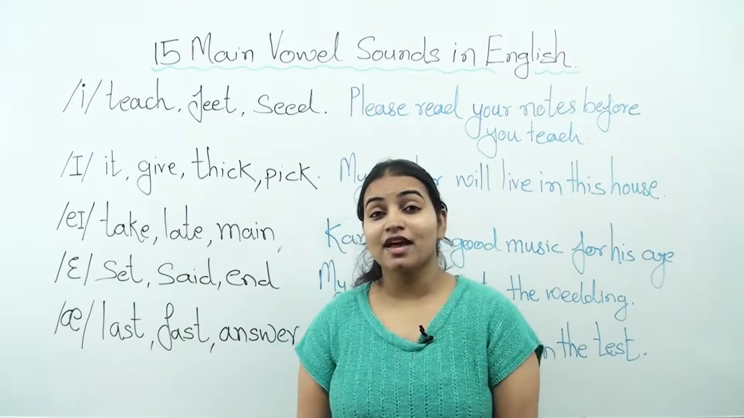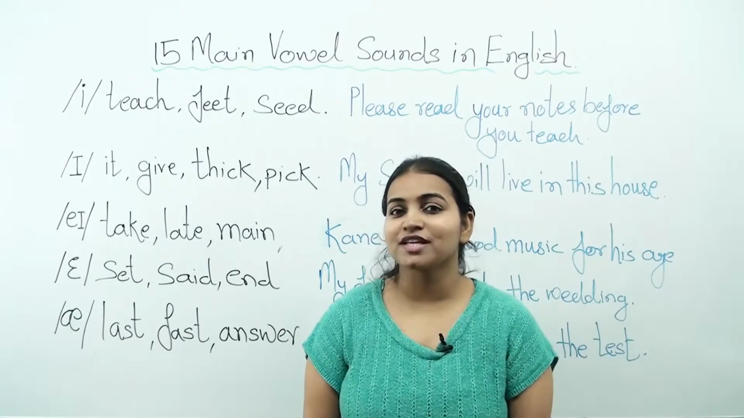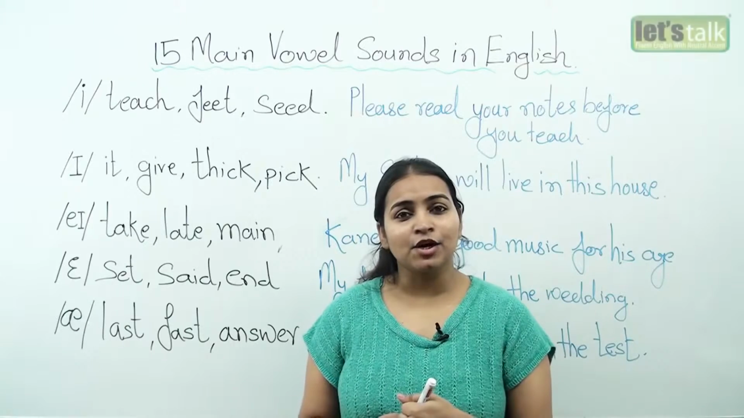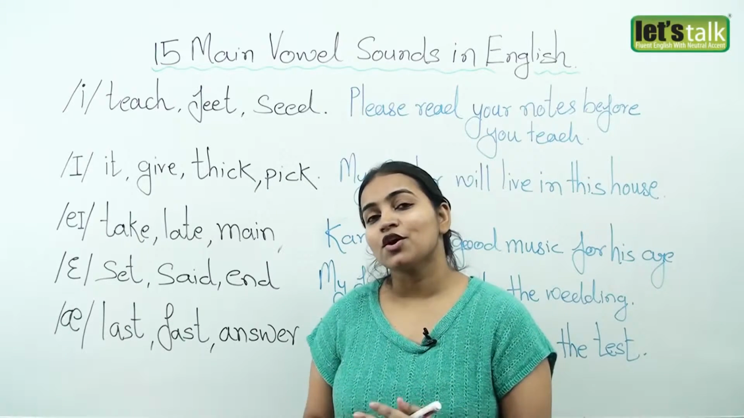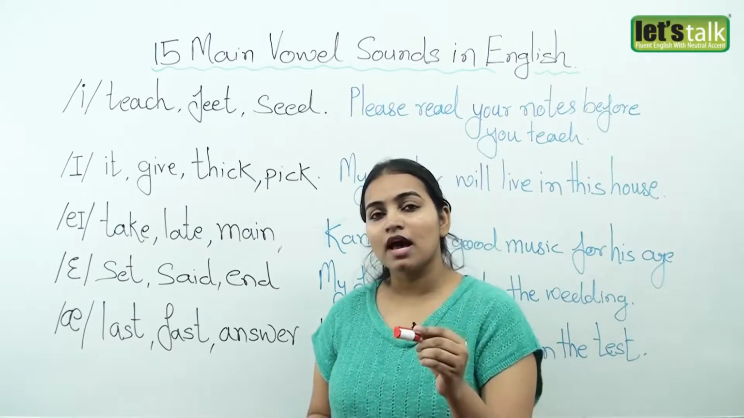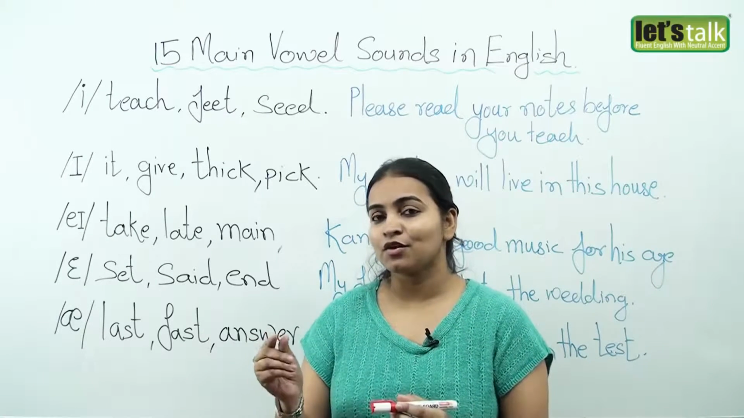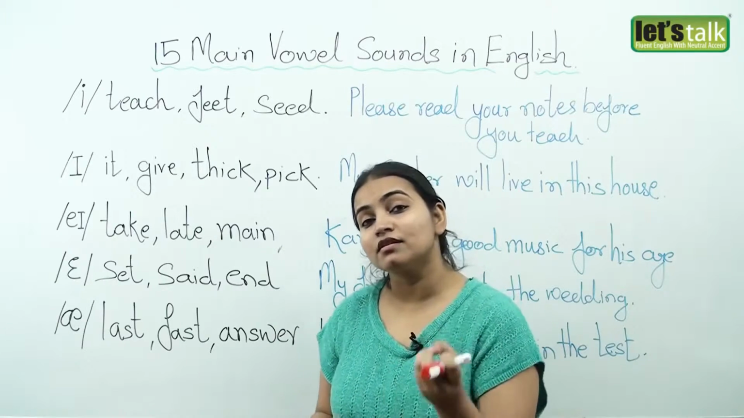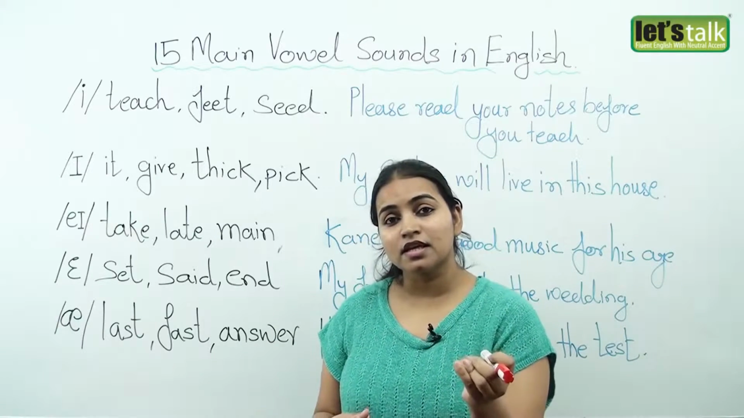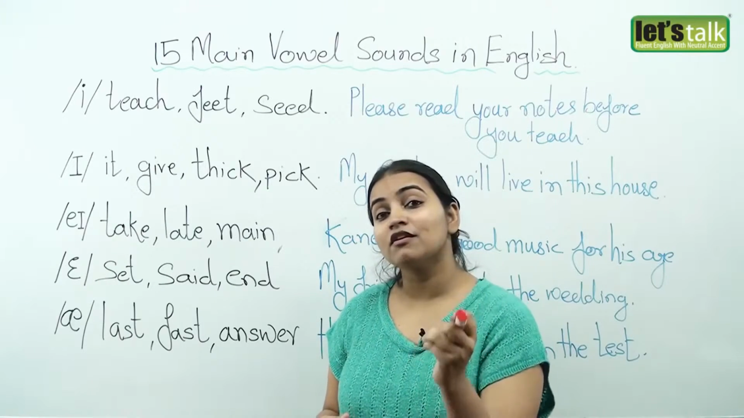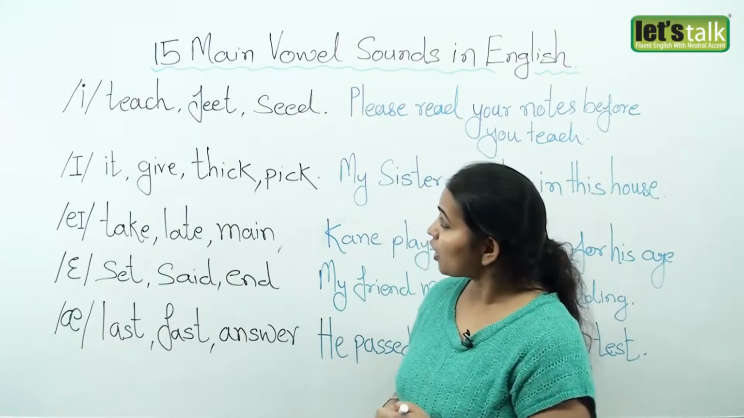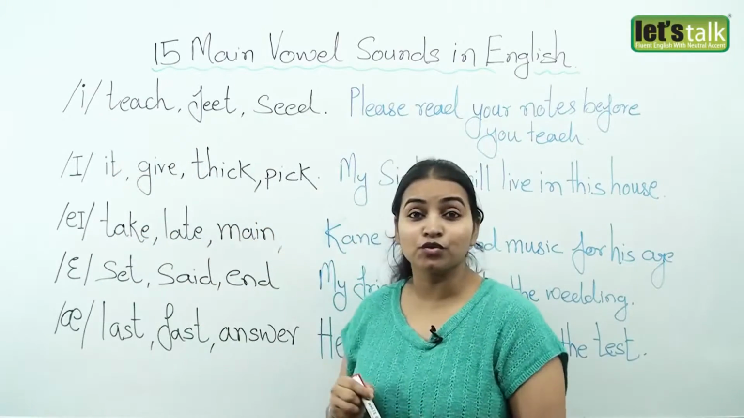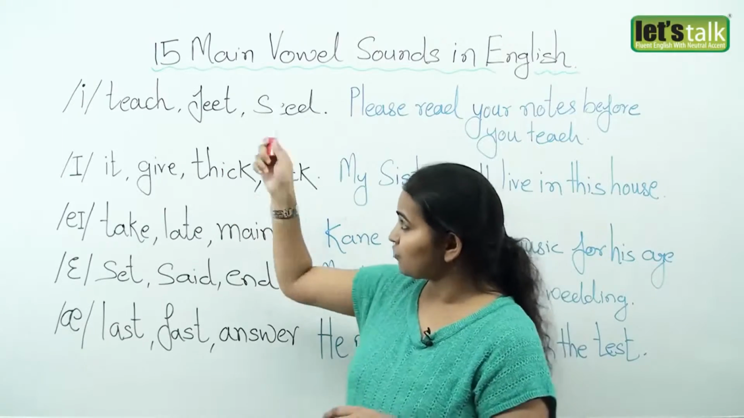Alright, so now we're going to look at the 15 main vowel sounds in English. When you read a dictionary and you come across a certain word, you will have a symbol at the front of it, or maybe at the end of the explanation. That particular symbol signifies the usage of a particular vowel sound. I have put in a few symbols that you constantly see when you read a dictionary. Let's look at the first one.